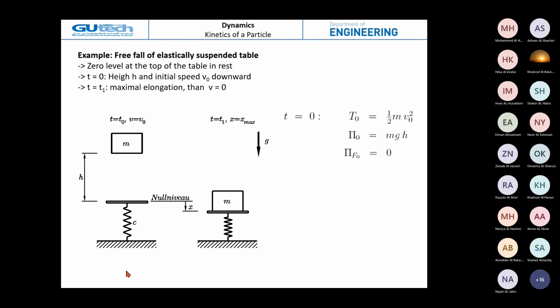If you put the zero level here, this will be H plus, let's say, the length of the spring. As I said, it depends where the zero level is. Now the spring is unstretched in this case, so the potential energy of the spring will be equal to zero.